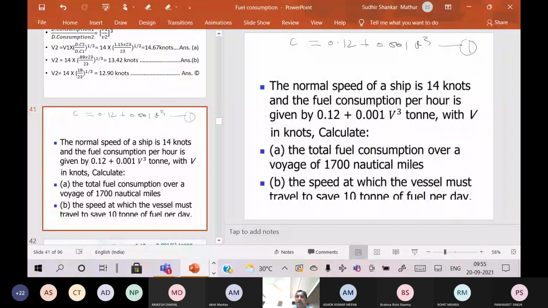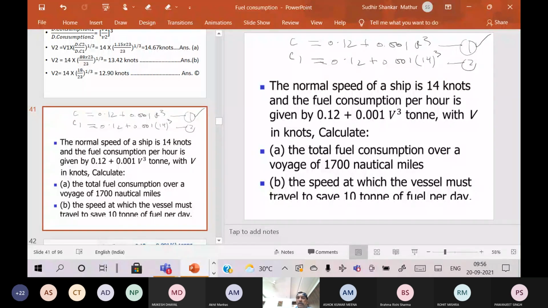अब हम लेते हैं कि अगर 14 नॉट्स है, फर्स्ट कंडीशन 14 नॉट्स है, सो V is V1. तो व्हाट इज द पर आवर कंजम्पशन? C1, sorry, is equal to 0.012 plus 0.001 and within bracket will be 14 cubed. This will be first equation. Sorry, second equation. This is given anyway.